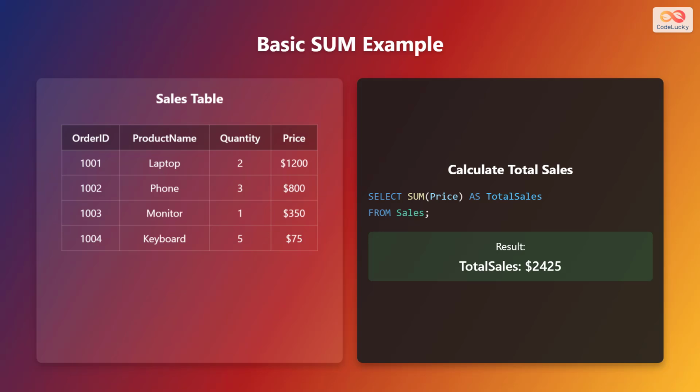Let's explore a basic example of the SUM function. Suppose we have a sales table with columns like order ID, product name, quantity, and price. To calculate the total sales, we would use the following SQL query. SELECT SUM(price) AS total_sales FROM sales. The result would be the sum of all prices in the price column, giving us a total sales of $2,425.